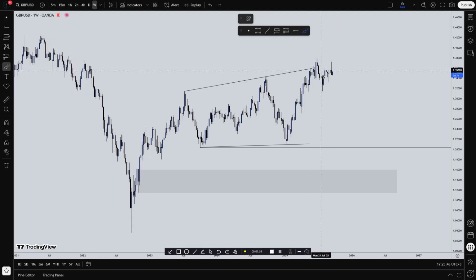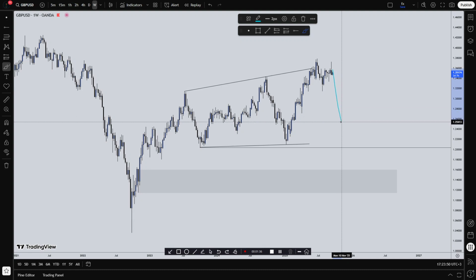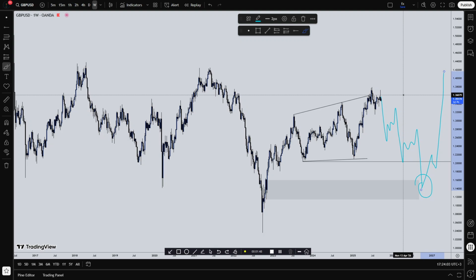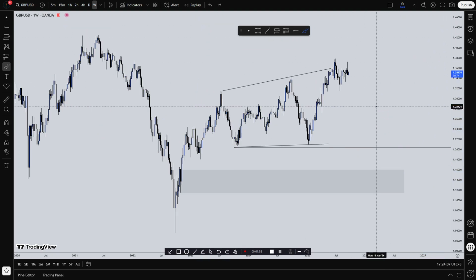Okay, so as you can see, I'm expecting a down push over here, correction, down push, another correction. So it will be a corrective move all the way to the target area over here. Then from here, we'll be looking for a long-term buy again. This is what I'm picturing on the GBP USD at the moment on a weekly time frame. So let's go down to a lower time frame and see if we can catch some of these moves.